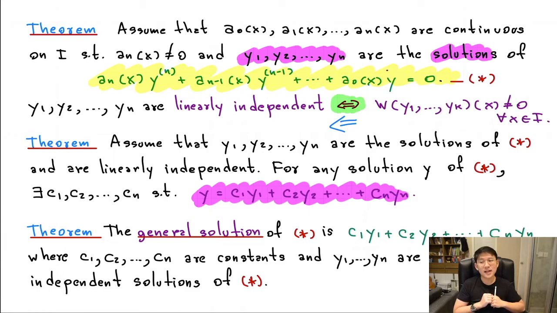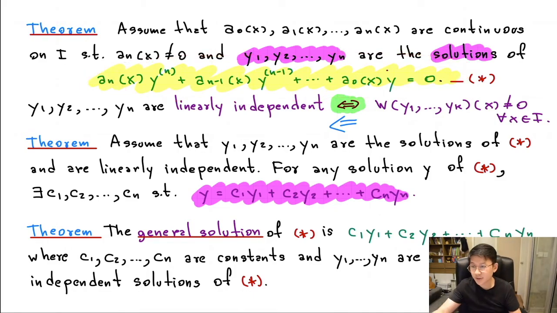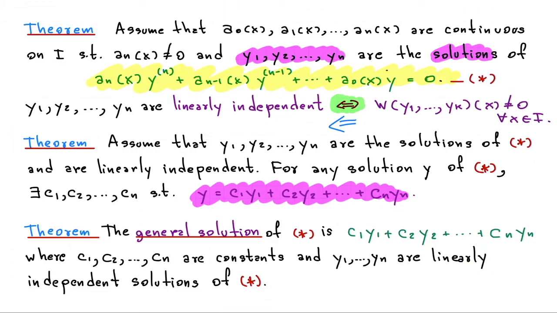And the last theorem is the most important theorem. It's the reason why I need to give you this introduction section. The theorem says that the general solution of star, the general solution of the homogeneous linear equation, is this guy, where c1, c2 until cn are constants and all the y's are linearly independent solutions of the star.